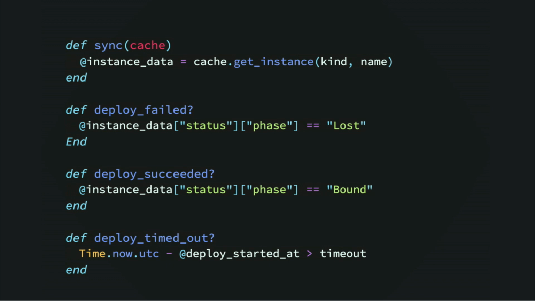This next example isn't a real class, but it's representative of how the more complex logic looks in the more complex resource classes. So essentially, the sync method is taking a snapshot of the live state of that resource. And then when we later call deploy succeeded and deploy failed, we're using that cached data to inspect the state and determine whether it matches our predefined expectations regarding success and failure.